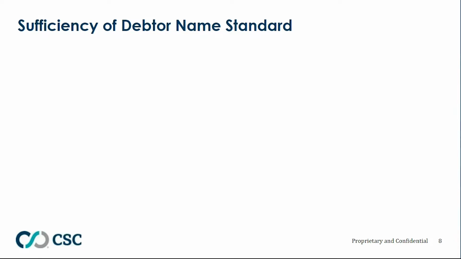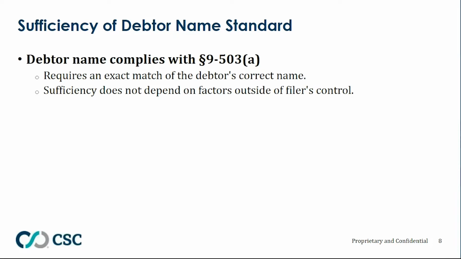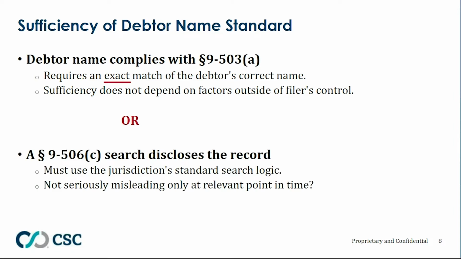So really what we have for the sufficiency of the debtor name is one of two things. Either the name complies with Section 9-503(a), and that means an exact match of the source document for the debtor's correct name. It's got to be exact. Strict compliance is necessary. It's all up to the filer to get it right. And if the filer gets it right, then they've got a perfected security interest. If not, then it's seriously misleading unless a search under 9-506(c) discloses the record. So either strict compliance with the debtor name rules or a 9-506(c) search will disclose the record.